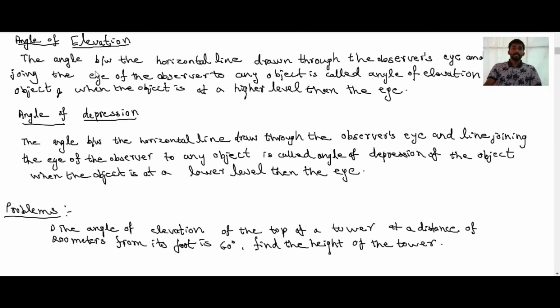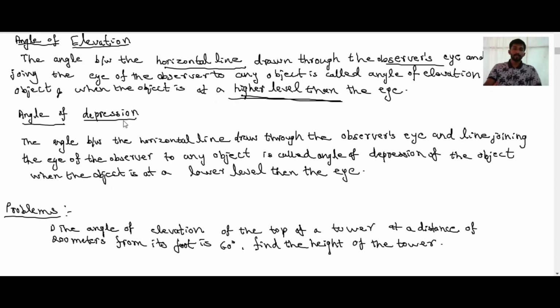This is the definition given in your textbook, angle of elevation. The angle between the horizontal line drawn through the observer's eye and the line joining the eye of the observer to any object is called angle of elevation of the object. A very important observation is that the object is at a higher level than the eye. That means the object is above the horizontal line.